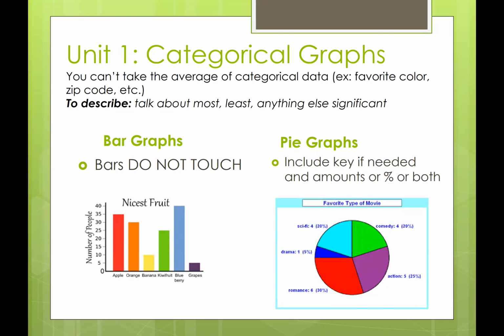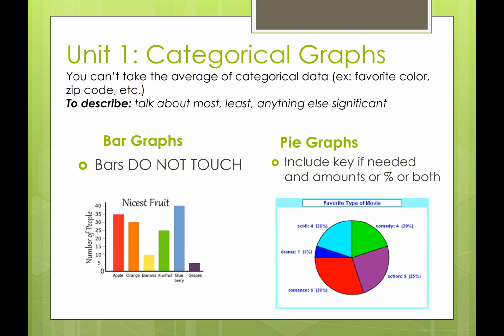So the first type of graph is categorical graphs. Remember, a categorical variable is something like favorite color or zip code, where you don't take the average of it, or it wouldn't make sense to take an average. So typically something that's a category, but also a few numbers that are identification numbers like zip code, where the number itself doesn't really mean anything. You can't do a lot with categorical graphs.